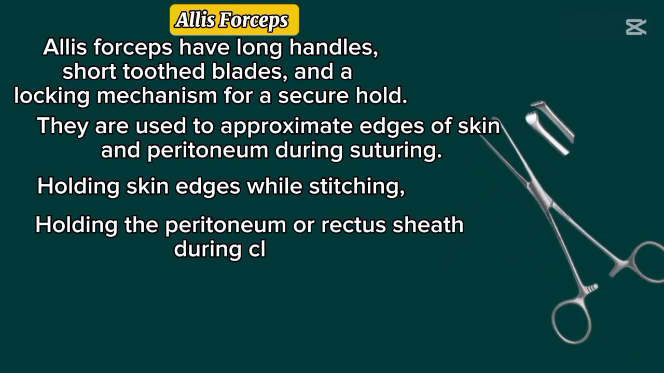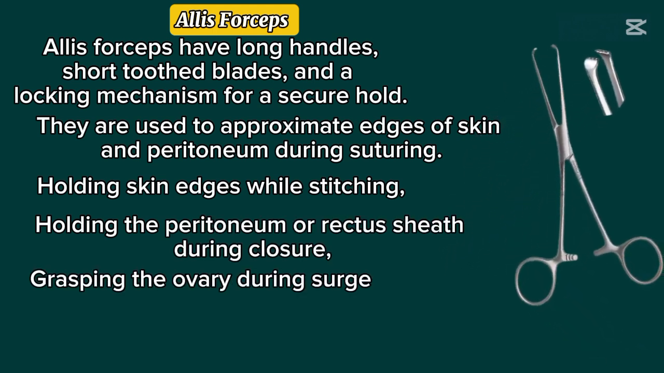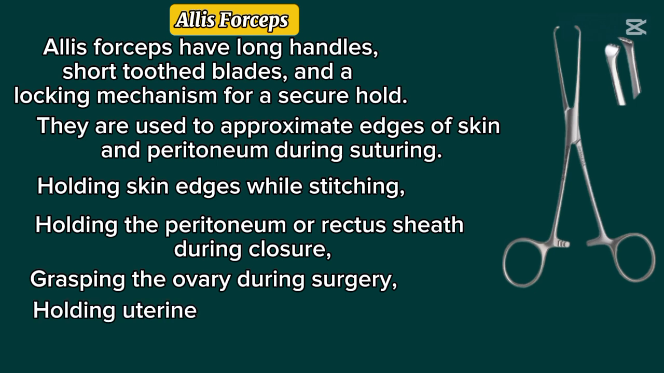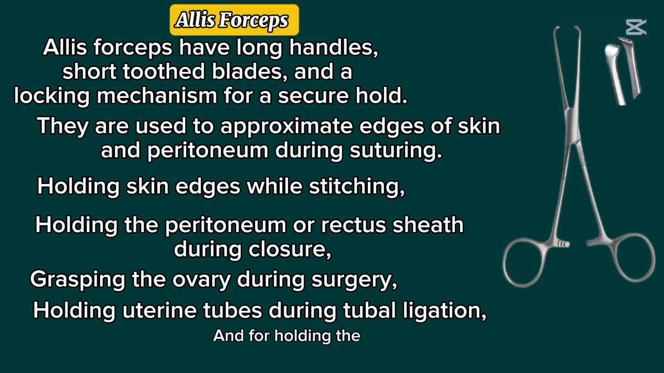holding the peritoneum or rectus sheath during closure, grasping the ovary during surgery, holding uterine tubes during tubal ligation, and for holding the anterior lip of the cervix if a vulsellum is not available. Allis Forceps are a versatile and essential tool in almost all gynecological and obstetric procedures.